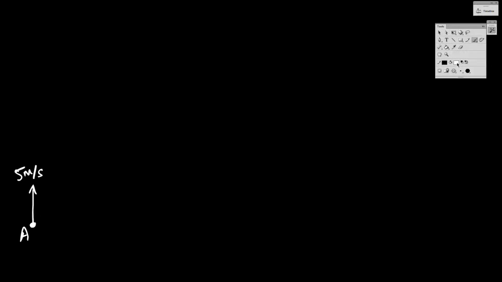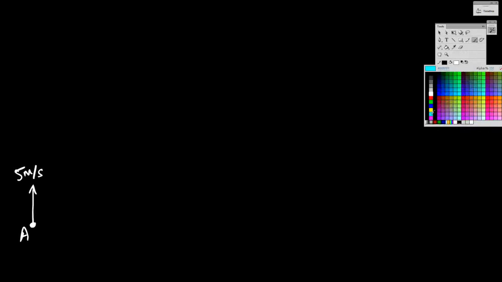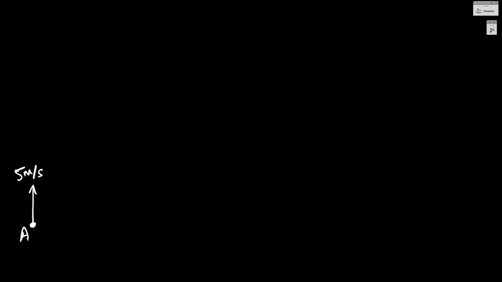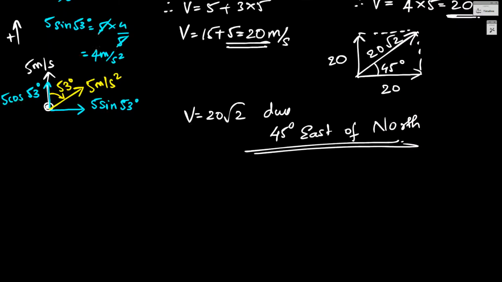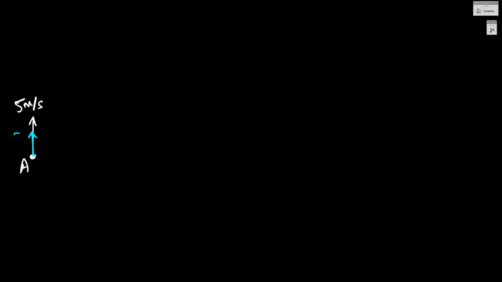Let's draw this somewhere over here. Here is our initial condition. Initially, I'm going to call it point A now, the velocity is 5 meters per second. And then we also know the decomposed version of the acceleration. The acceleration along this direction, how much was that? That was 5 cos 53, that was 3. So this is 3. And this was 4.